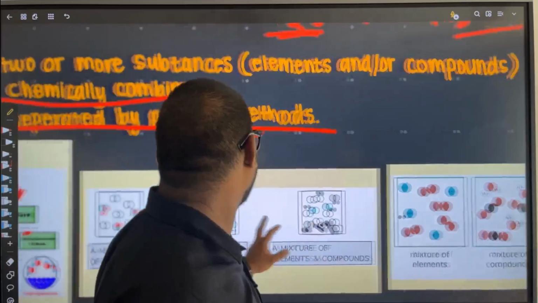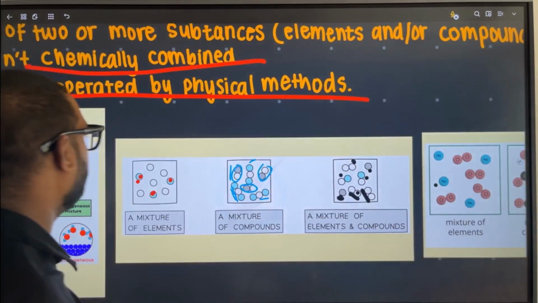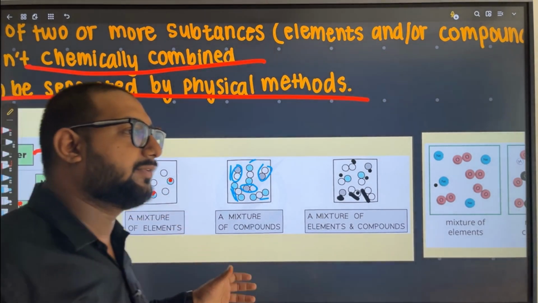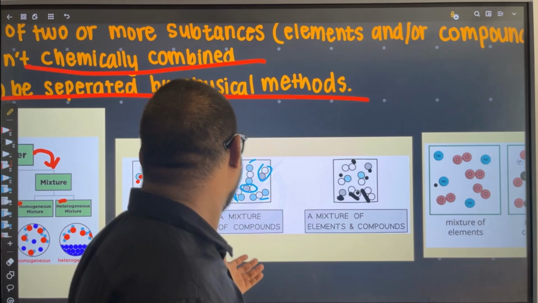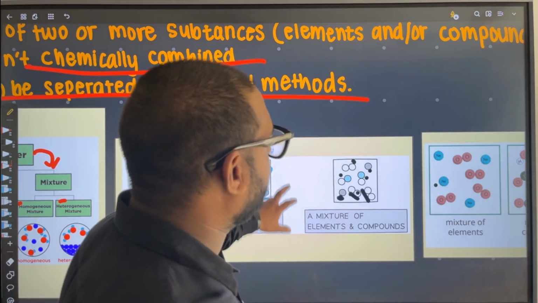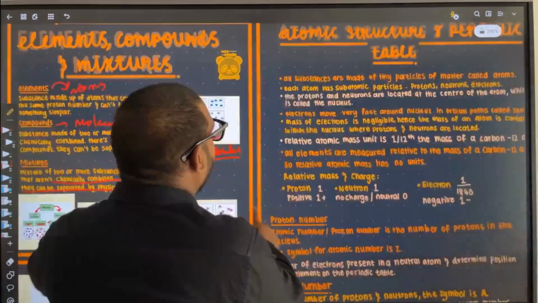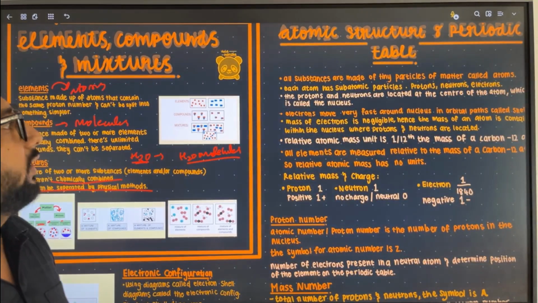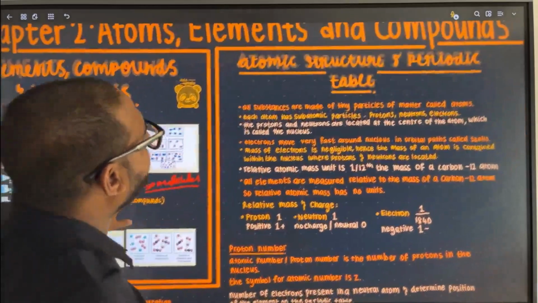So sometimes you get a question based on these things. They give you an image and ask whether it is a mixture of compounds, or a mixture of elements, or a mixture of elements and compounds. So I hope you are clear with elements, compounds and mixtures.